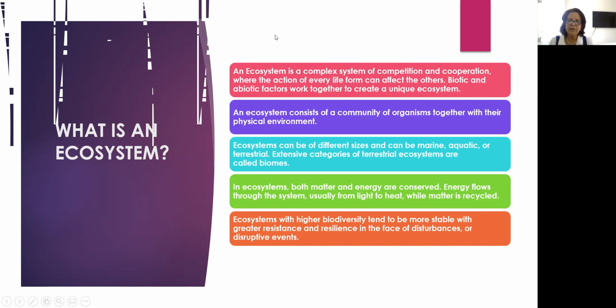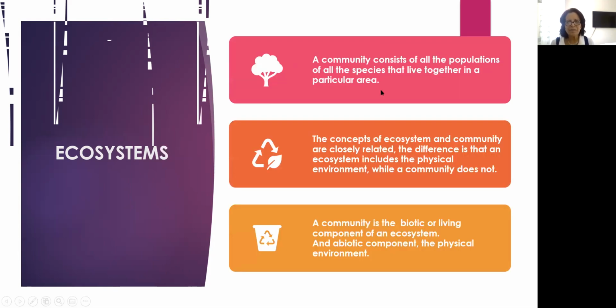Then we also study the relationship between matter compared to energy. And then from there, we will be working on the food chain and the energy pyramid. Again, an ecosystem: a community consists of all populations and all the species that live together in a particular area. Then we will move on to the concept that ecosystem and community are closely related.